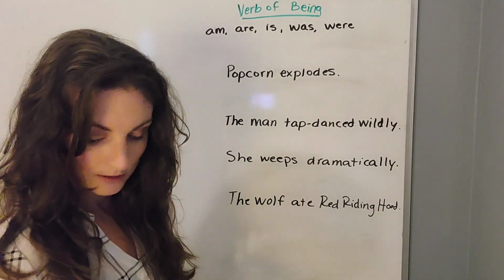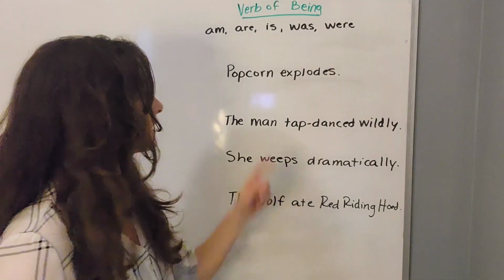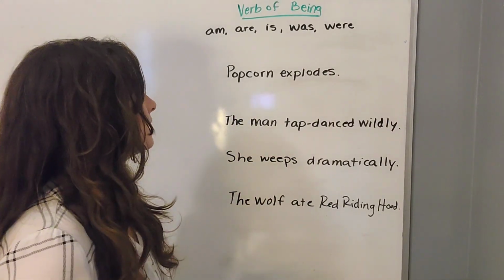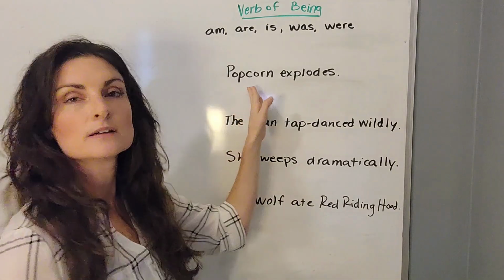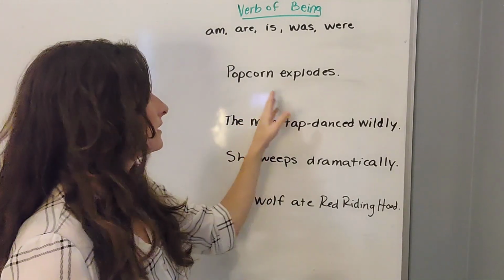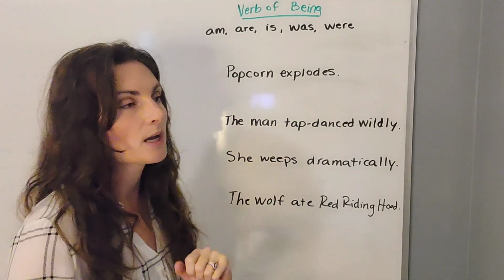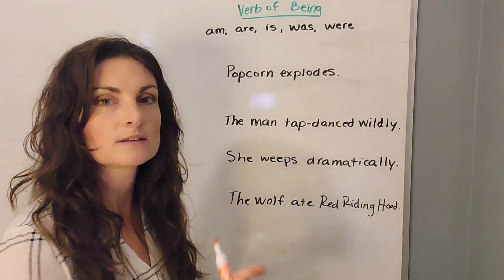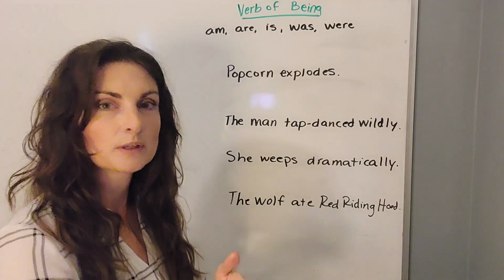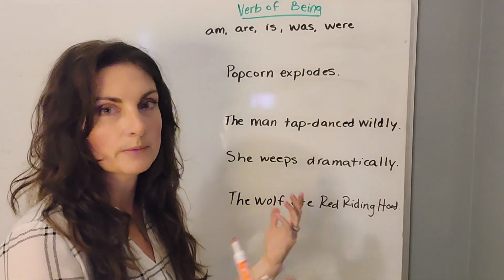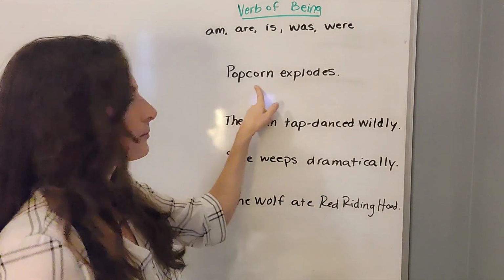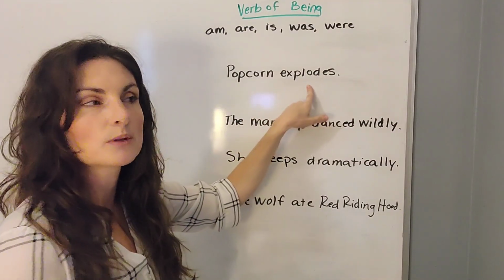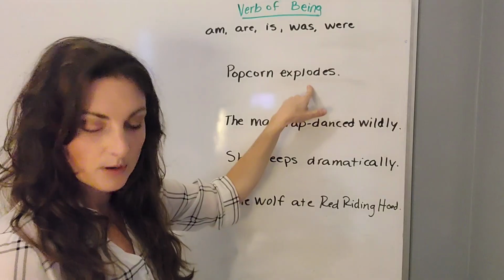All right, so the first one we're going to look at here is "popcorn explodes." This is a very simple sentence. It has a subject and it has the predicate. Now, remember, a sentence has a subject, which is what the sentence is about, and the predicate is the verb and everything that's explaining what is happening to or about the subject. So popcorn is what our sentence is about, and explodes explains what's happening to the popcorn here.